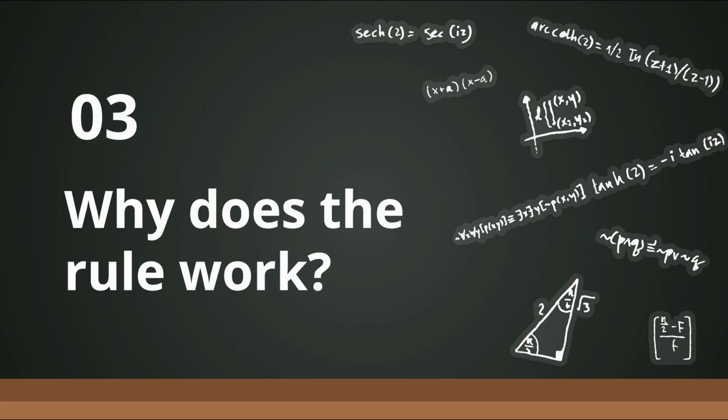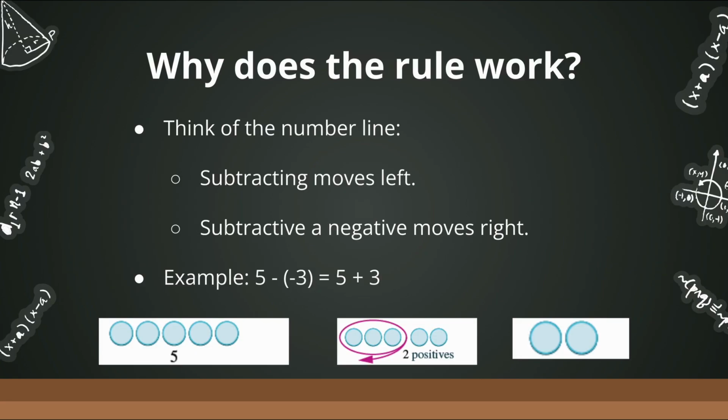So why does this rule work? To understand why subtracting a negative is the same as adding, let's imagine we're on a number line. Picture starting at 0. If I subtract 3, I move 3 spaces to the left. But if I subtract -3, I'm actually moving in the opposite direction, 3 spaces to the right. So that's why subtracting a negative is the same as adding. This idea will become much clearer with more examples.